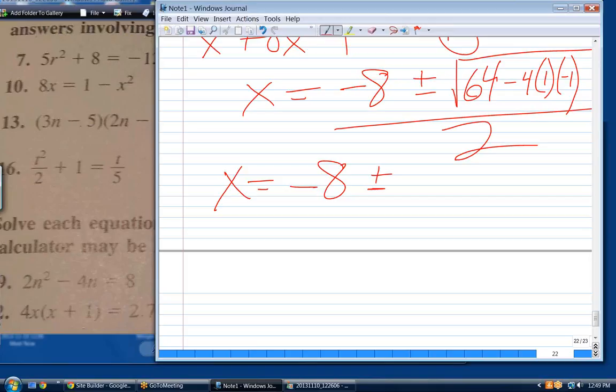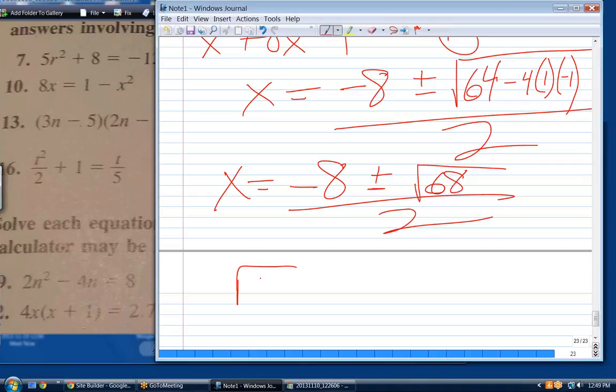The radical would be negative, I don't know, it'd be just 60. Is it 64 minus 4 or is it 64 plus 4? Yeah, plus 4 is 68. Now let's figure out what root 68 is.